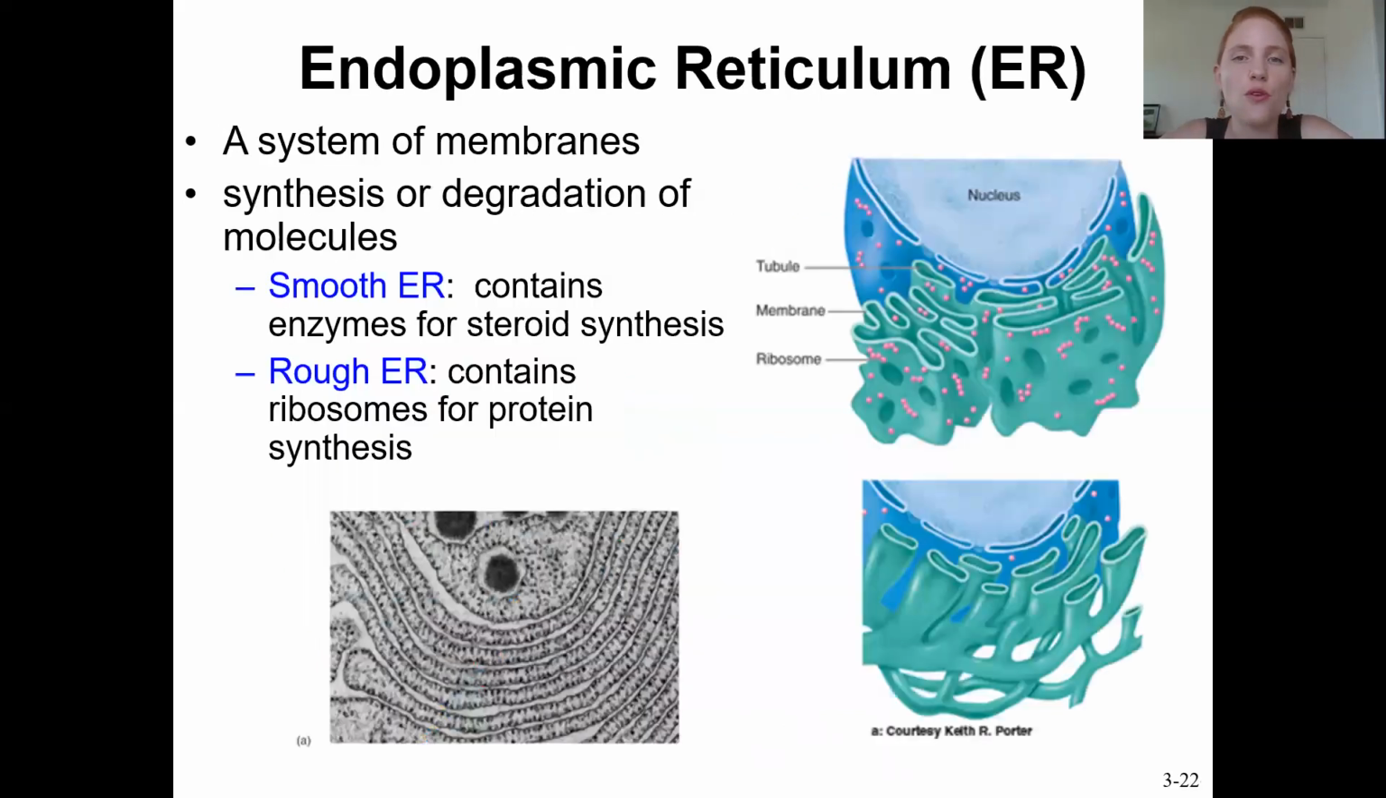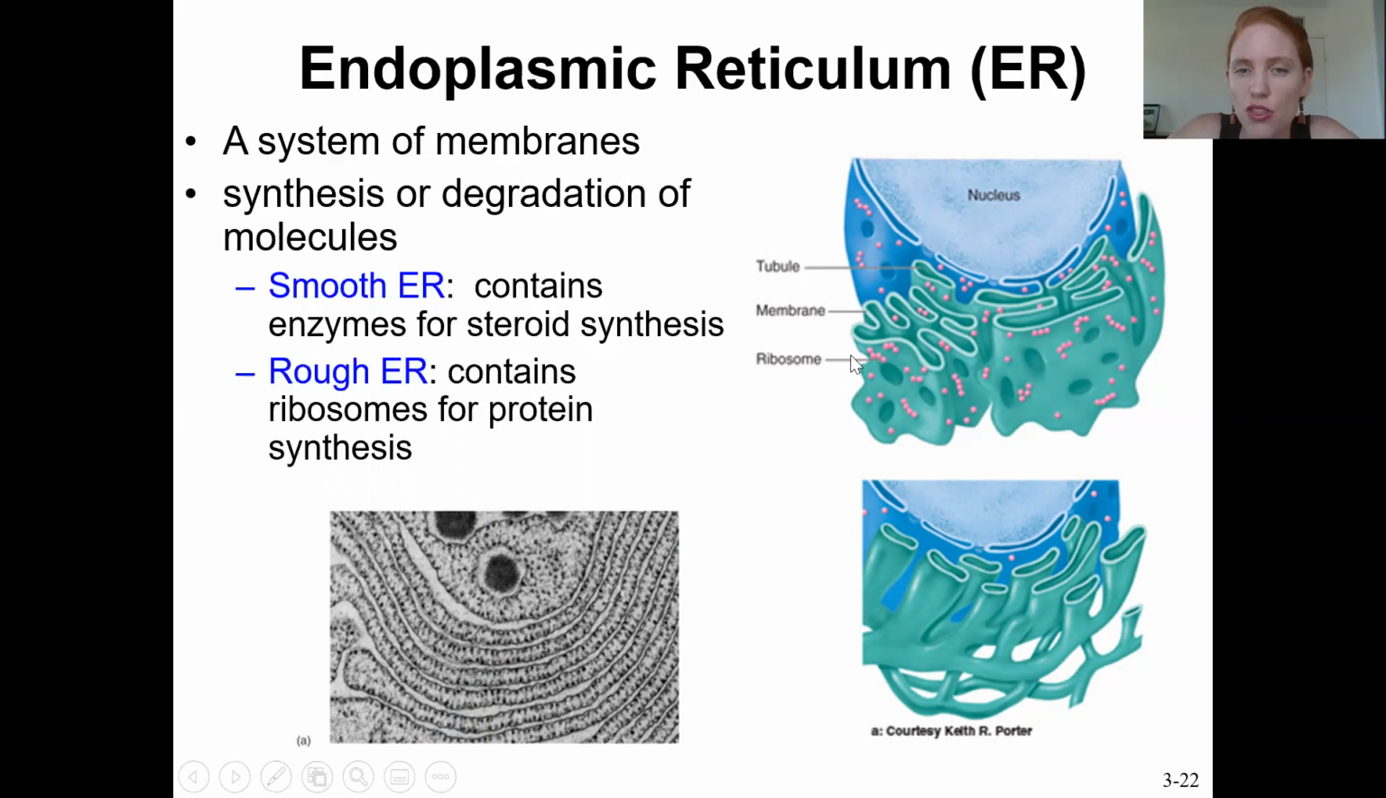Okay, the next one is the endoplasmic reticulum. One thing I'd like to point out is that the endoplasmic reticulum actually has two different organelles that are both endoplasmic reticulum. You have the smooth ER, or smooth endoplasmic reticulum, and the rough endoplasmic reticulum. So this would be the rough, this would be the smooth. What's different about them? Where does their name come from?